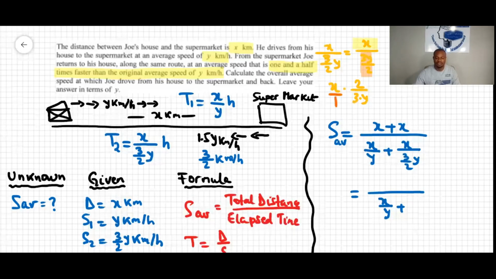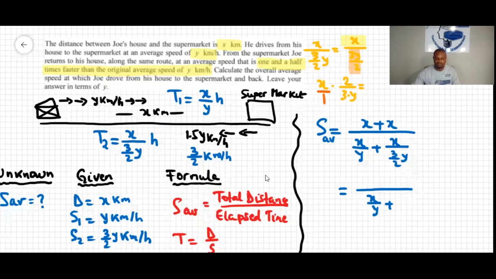Okay, so now we can simplify. We can work it out. This will be equal to 2x over 3y. So now we can simplify that. This is like 2x over 3y, all under 2x, because x plus x makes 2x.